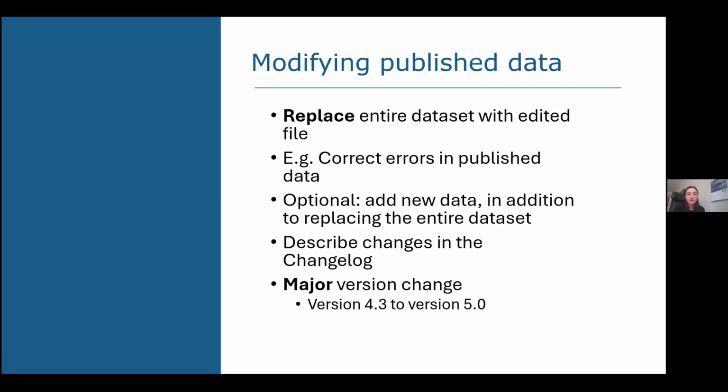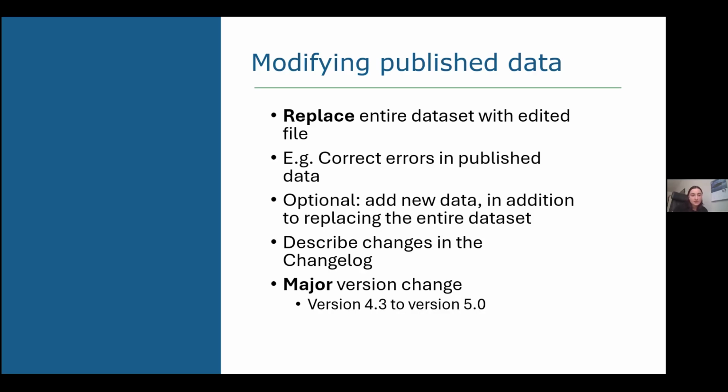Now I'll explain the second option, which is Modify Existing Data. This is for, as I mentioned before, replacing your entire data set with a new version. So if you need to correct errors in published data, you can do that here. You can also add new data at the same time. You'll also be prompted to describe your changes, and the version number here will change from, for example, 4.3 to 5. So the first number will change with this replacing of your data set.